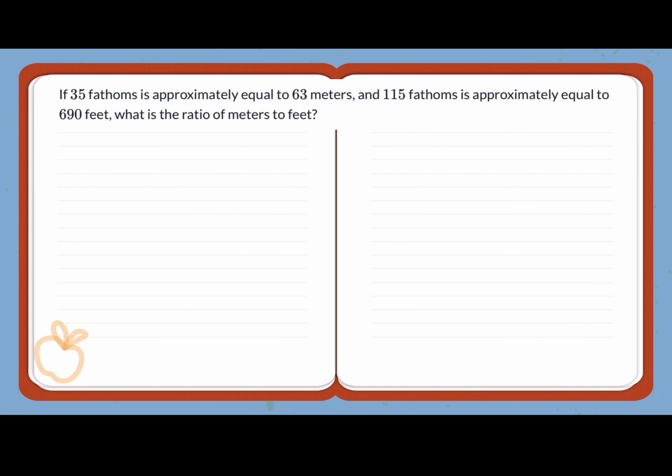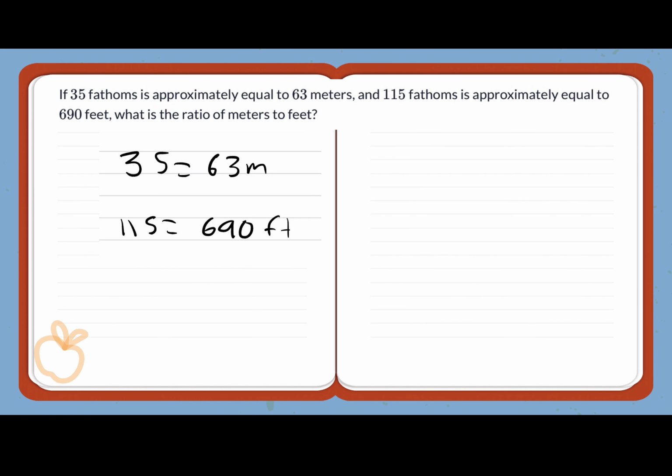So just write down again what we're given. We have 35 fathoms is approximately 63 meters and 115 fathoms is approximately 690 feet. So we want meters to feet, meaning when you have that ratio, you want meters over feet. So we first have to convert to the actual units of meters over fathoms and feet over fathoms.